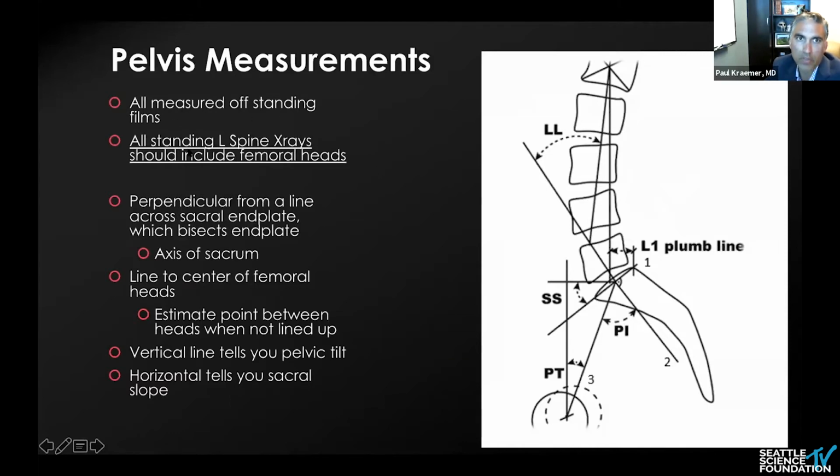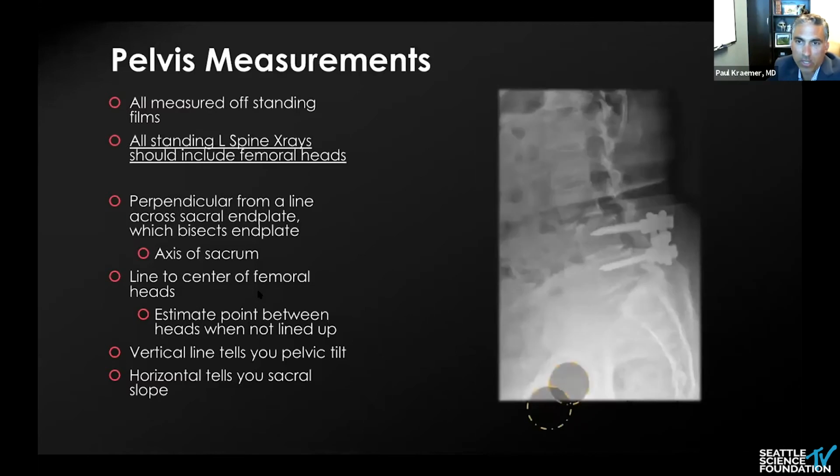Everything's measured off standing films. All standing X-rays should include the femoral heads. You take your perpendicular line across the sacral endplate. That gives you essentially the axis of the sacrum, then a line to the center of the femoral heads. If they're not perfectly lined up, you estimate the point between them. A vertical tells you the pelvic tilt. A horizontal tells you the sacral slope.